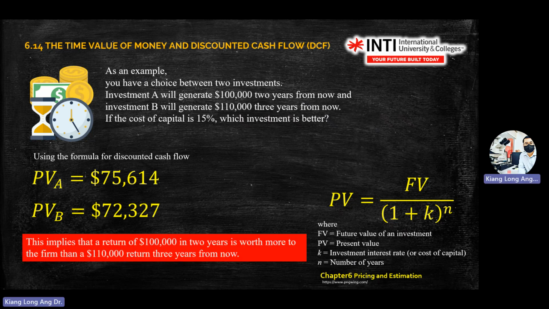So it implies that a return of 100,000 in 2 years is worth more than the return 3 years from now.